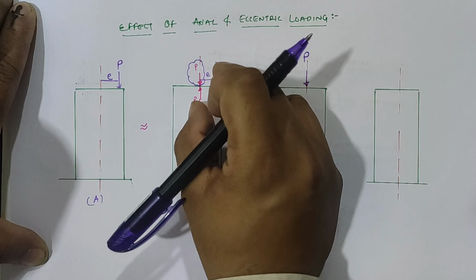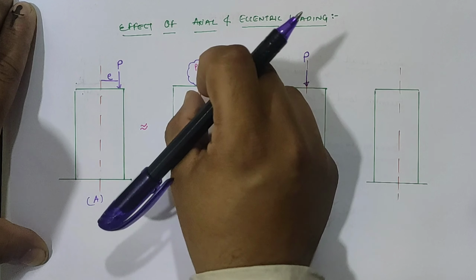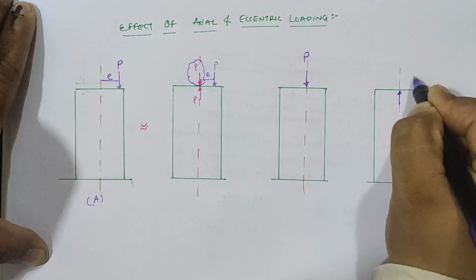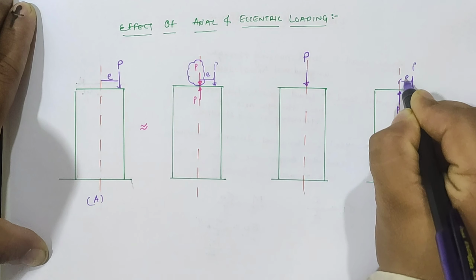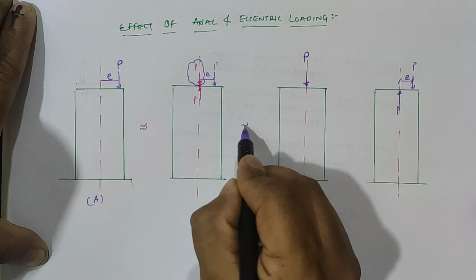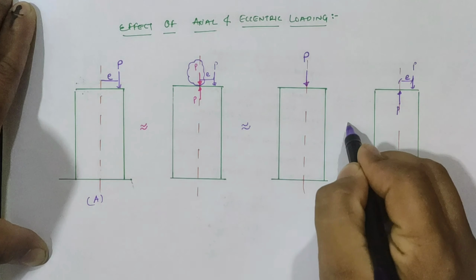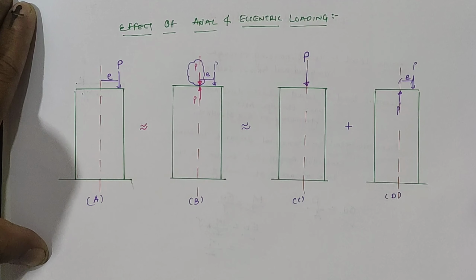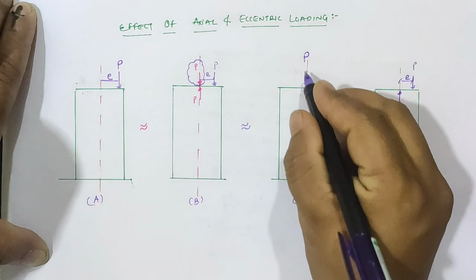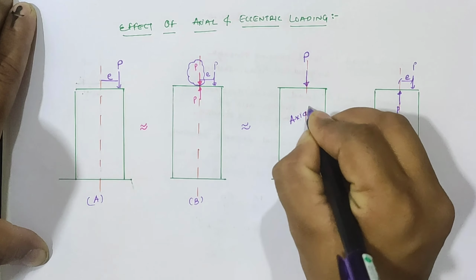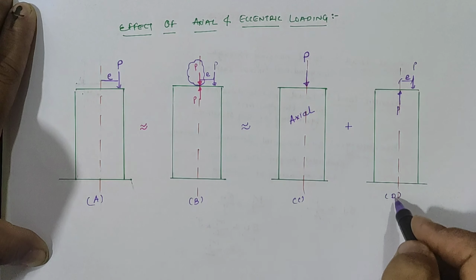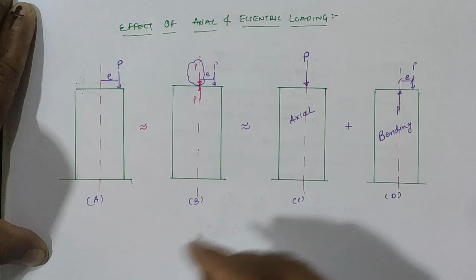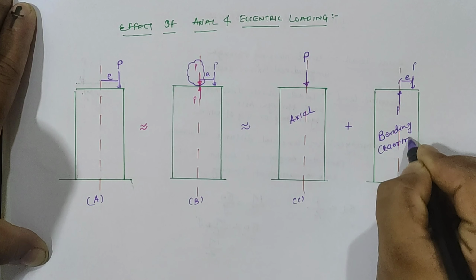Now the rest is a couple system at distance e, which is like force and unlike parallel force. Now this system is similar to the given system if we add cases C and D. So from C and D we can say that the load given is an axial load, while for the couple system at case D it is bending, or we can say the eccentric loading.